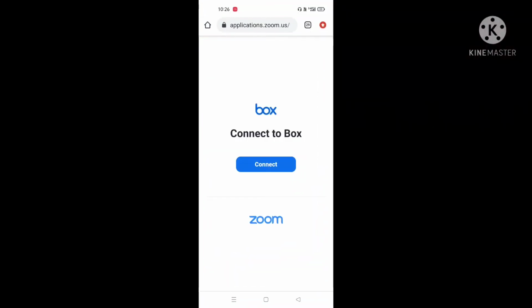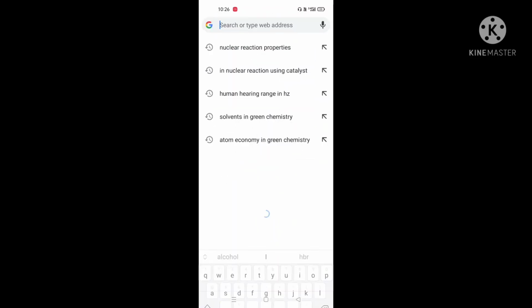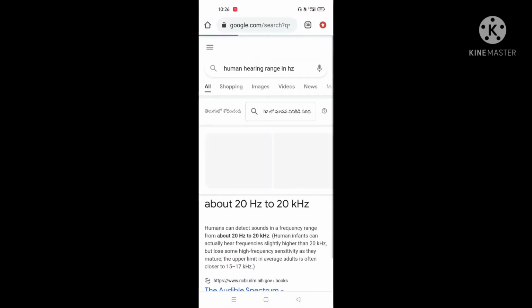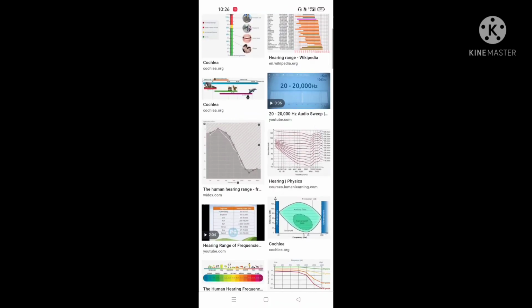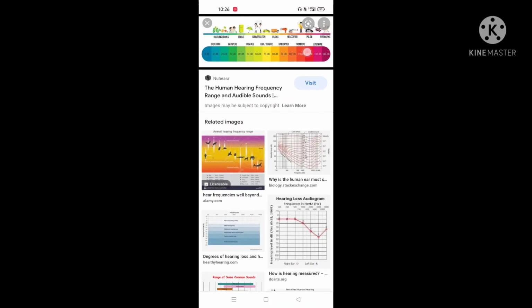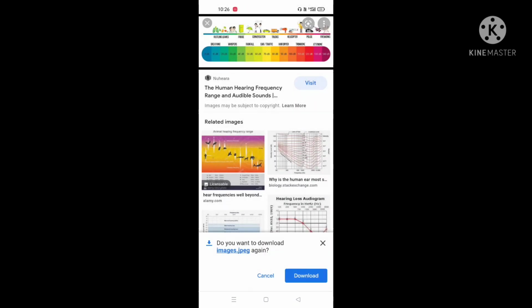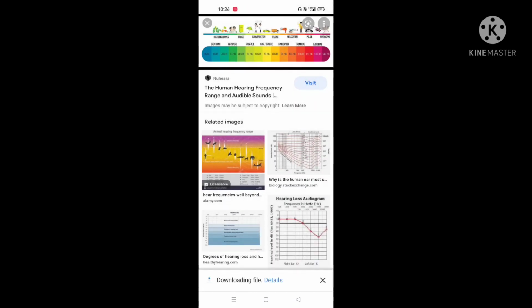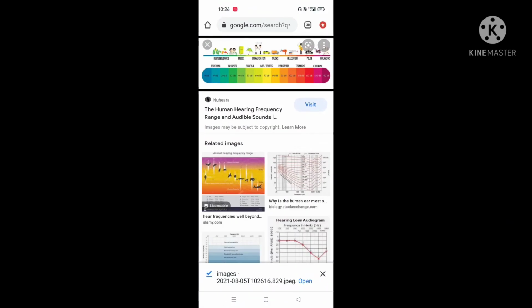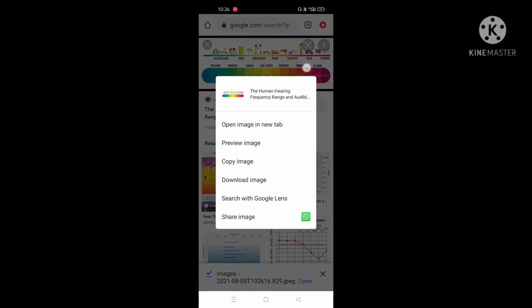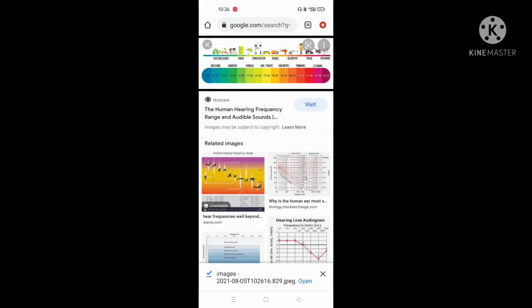We know about the frequency ranges. Generally you know the frequency ranges. Supersonic sounds are sounds we are not hearing. For example, if you take very high frequencies, we don't hear the sound. So that is the type of sound we use in this green chemistry synthesis.